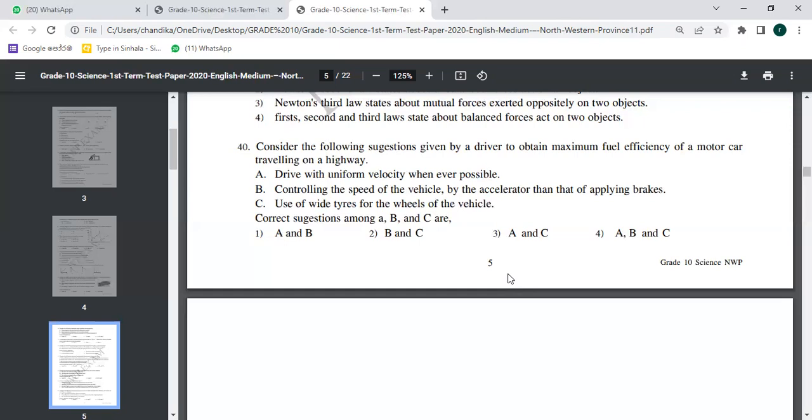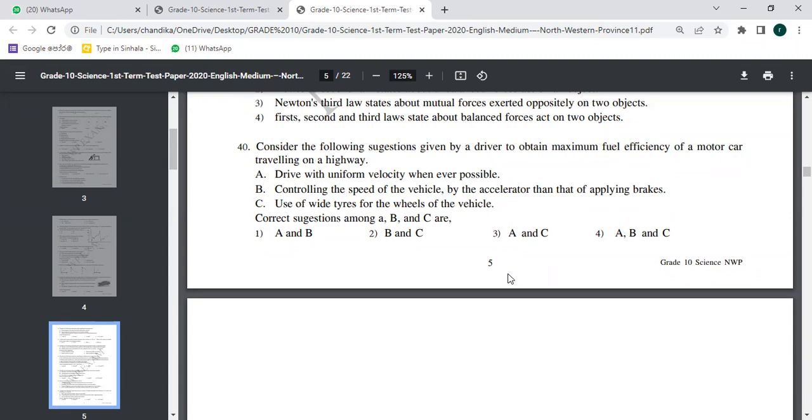That means the question here is to obtain maximum fuel efficiency of a motor car traveling on a highway. People call that highest efficiency of fuel, in day-to-day life, when the vehicle uses fuel very well. That means to run a higher distance with a very low amount of fuel. So what should be done? The first one is very correct.